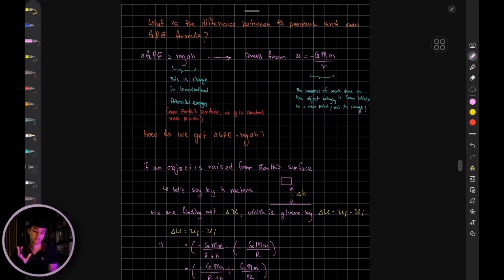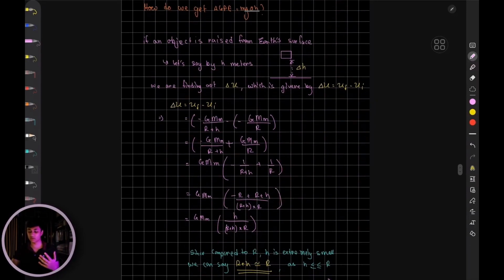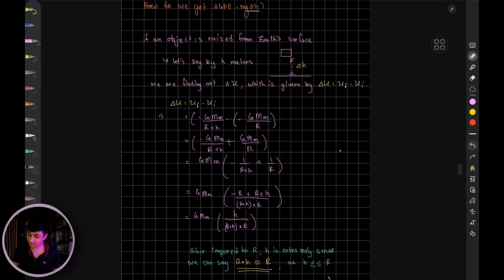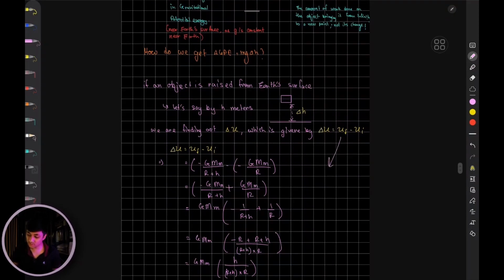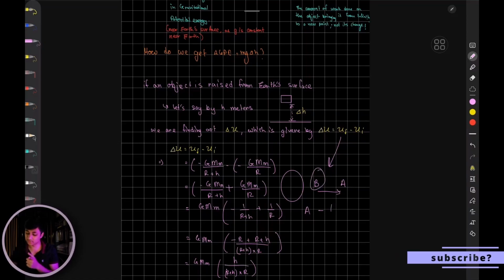Now, in the case that you are really far away and you cannot make this approximation that r plus h is actually equal to r, in those cases, what you're going to do is find the gravitational potential energy of the final position, be it near the Earth's surface or away from the Earth's surface, it does not matter. So if this is Earth and this is point B and point A, if you're going from point B to point A, find the gravitational potential energy at point A minus the gravitational potential energy at point B.